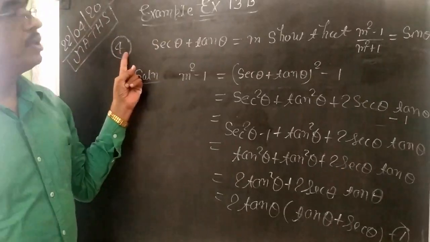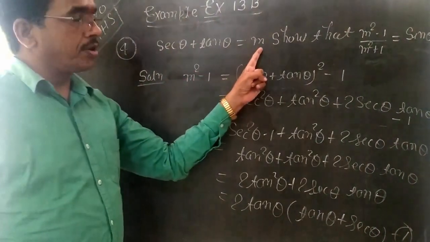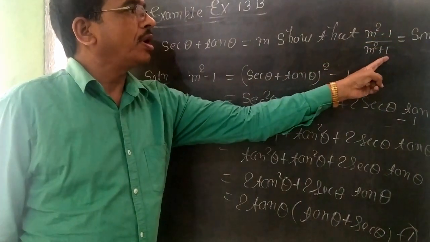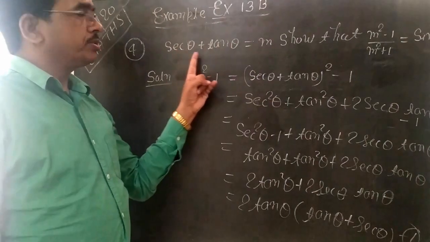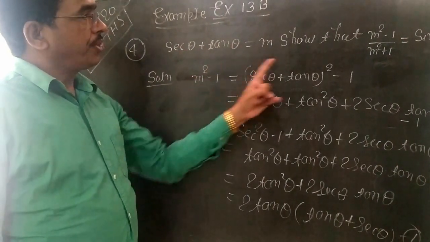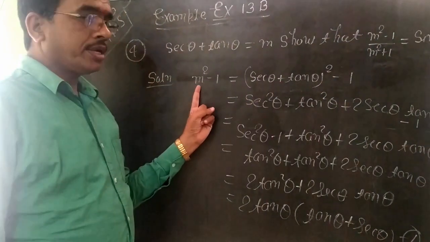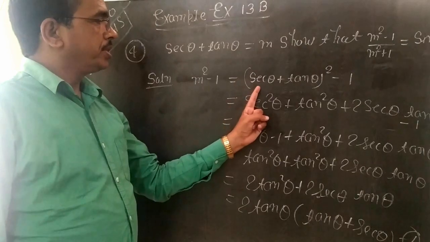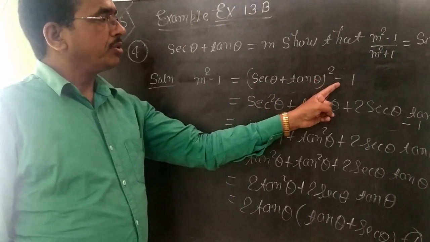Question number 4 of example 13b: sec theta plus tan theta is equal to m, so prove that m square minus 1 by m square plus 1 is equal to sin theta. We have given m is equal to sec theta plus tan theta. So first write the numerator. Numerator is m square minus 1. So write there m square minus 1. Now substitute the value of m, that is sec theta plus tan theta whole square. That is the value of m square minus 1.